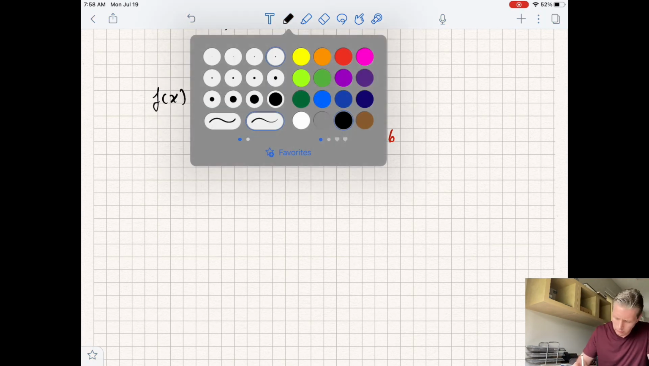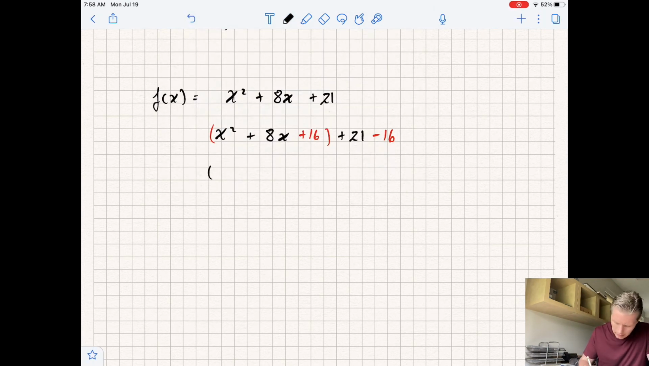All right, so gathering up my terms, I should have inside my red brackets a perfect square trinomial. I just have to figure out what that is. Well, x squared plus 8x plus 16 is really just x plus 4 all squared. Again, you can FOIL that out and convince yourself that that really is what that is. After my parentheses, I have 21 minus 16. Well, that's going to be positive 5. 21 minus 16 is plus 5, and that's it. My work is done. I'm now in completed square form.